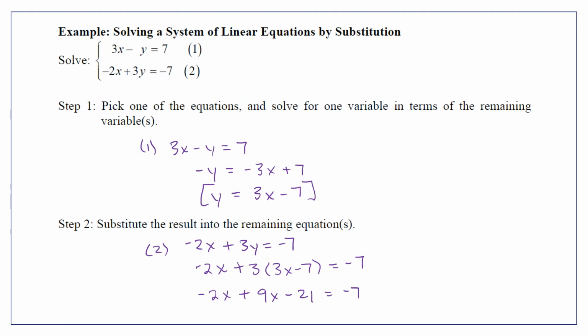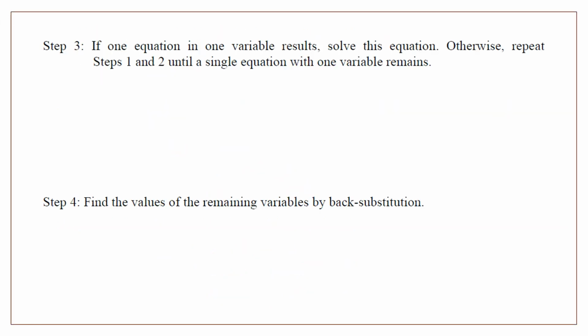Okay. So for step 3, if one equation and one variable results, solve this equation. Otherwise, repeat steps 1 and 2 until a single equation with one variable remains. So we want to now solve our equation all the way down to one variable. So, in other words, what does x equal? So we'll simplify. 7x minus 21 equals negative 7. Add 21 to both sides. Divide by 7. And so now x equals 2.